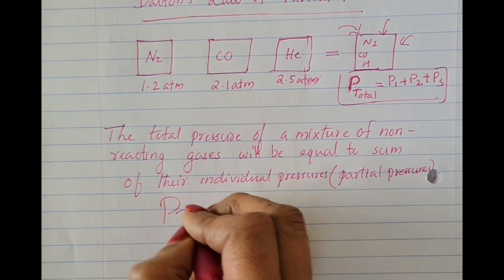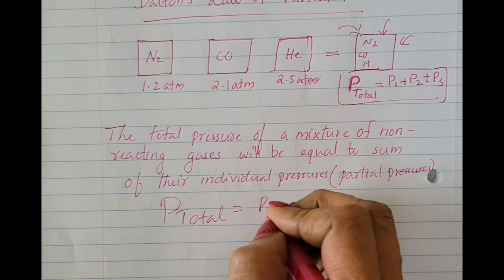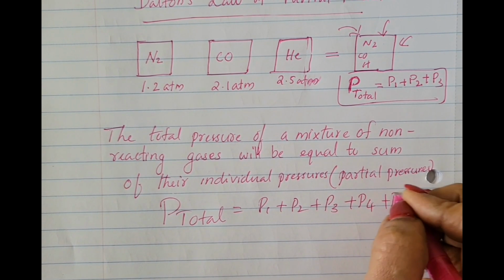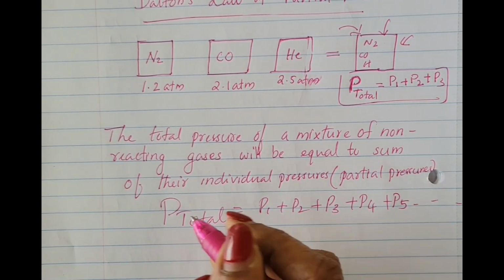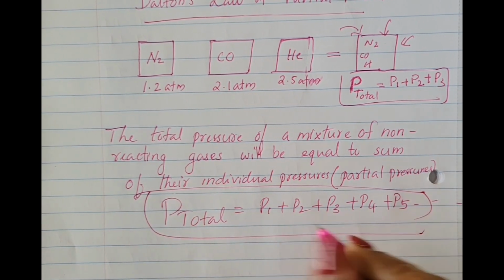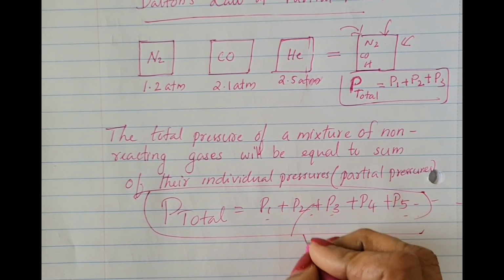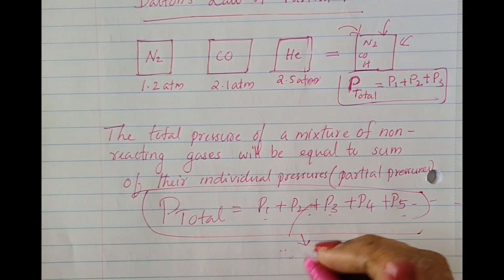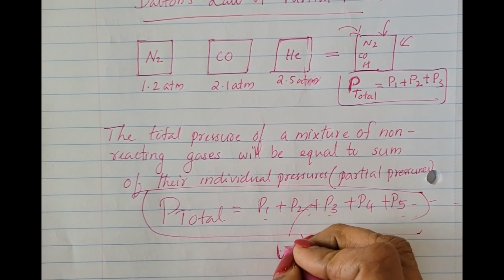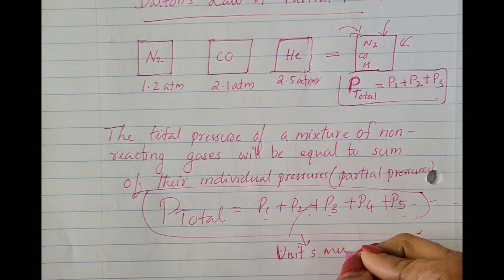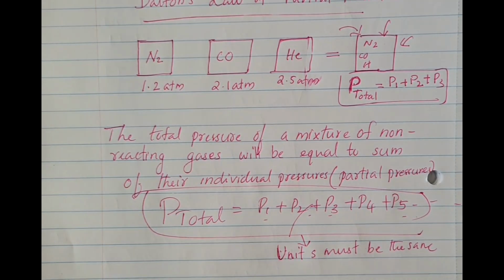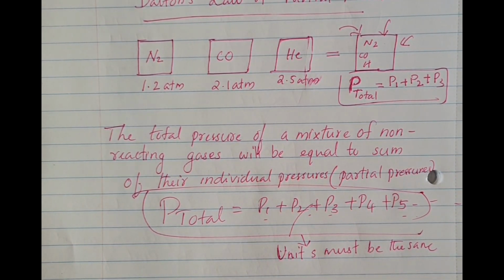So if we have 5 gases, P total will be P1 plus P2 plus P3 plus P4 plus P5. It will continue based on how many gases you have. Remember, all the pressures you are adding must be in the same unit. You cannot add atm with millimeters of mercury. Units must be the same. If they are different, you have to convert.